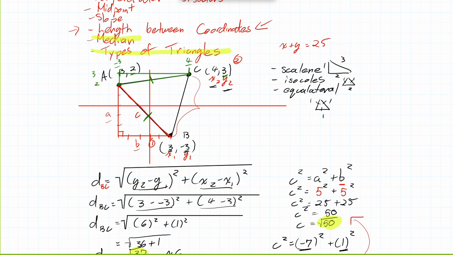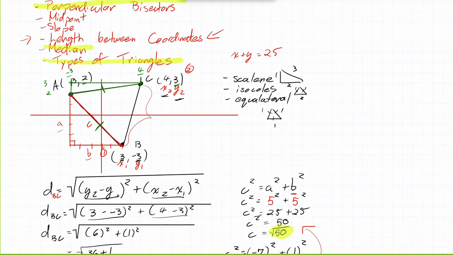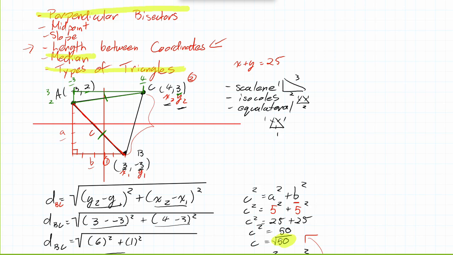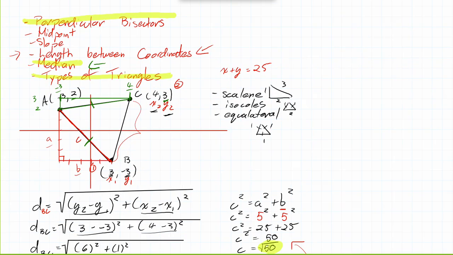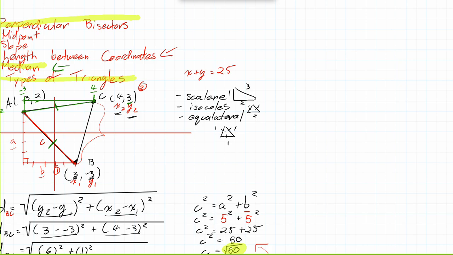off that same triangle we just did a whole bunch of distance formula stuff with. But in this case, we're going to focus on median. Okay, so we got some info here. We had coordinates A, which was at 3 and 2, B, which was at 3 and -3, and C, which was at 4 and 3.